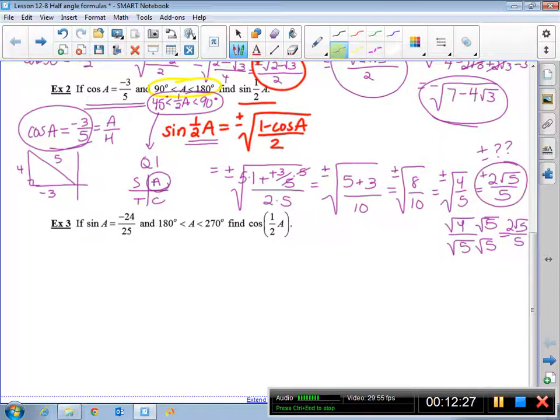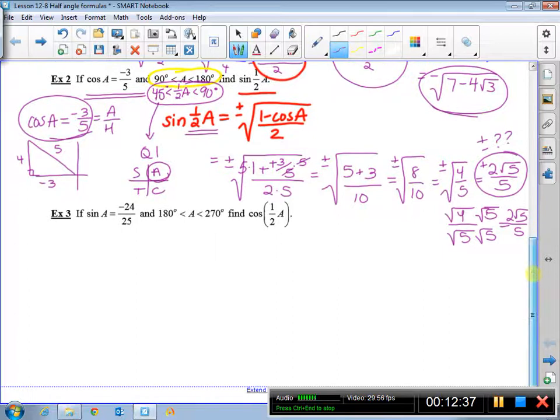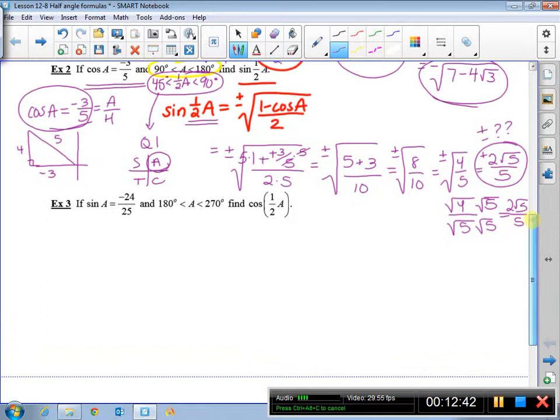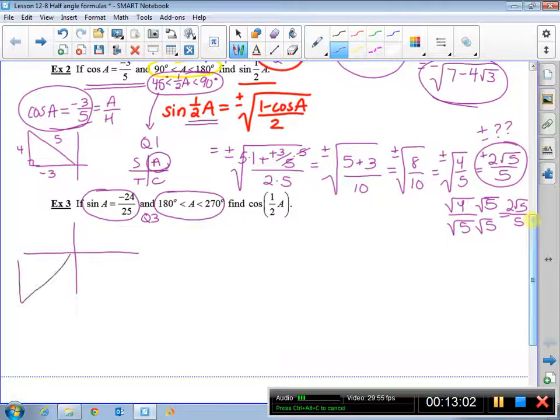To do a little analysis at the end, it's very important. And I'm going to fix that on my paper here. Okay. Next question, another one of these. So let's practice that same idea. We are told here that sine of A is negative 24 over 25, and that it is between 180 and 270. So the original angle is in quadrant 3.